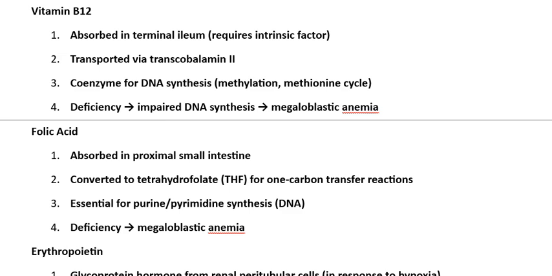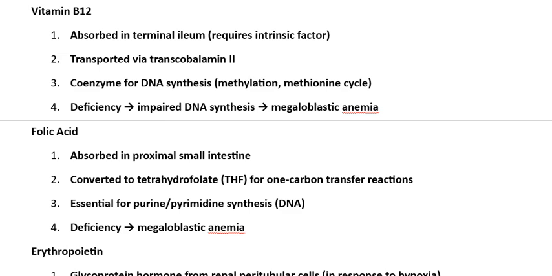Without B12, folate gets essentially trapped in an inactive form. So even if you have plenty of folate floating around, you can't use it effectively for DNA synthesis. Wow. This impaired DNA synthesis affects rapidly dividing cells most severely, like those in the bone marrow, leading to the production of those large, abnormal red blood cells, the megaloblastic picture we talked about. So they both cause megaloblastic anemia because they both disrupt DNA synthesis, but B12 does it by disabling folate's role in one key step. That's quite clever, biochemically speaking.